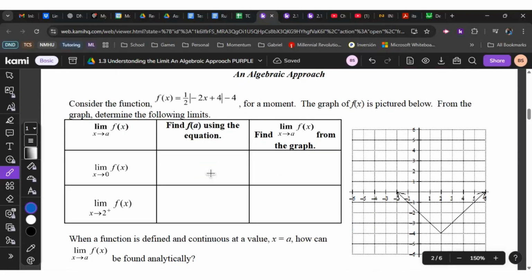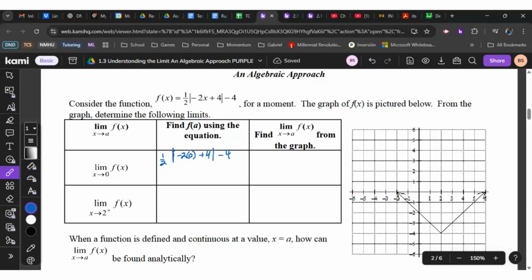Consider the function 1/2 times the absolute value of negative 2x plus 4, minus 4. The graph of f of x is pictured there. From the graph, let's determine the following limits, okay? So we're going to find f of a using the equation, meaning I'm going to plug in what a is. A is the value that x is approaching. So in this case, it's 0. So I'm going to plug in 0 here. Negative 2 times 0? 0. Actually, let's write it out. It'll be easier. So negative 2 times 0 plus 4.